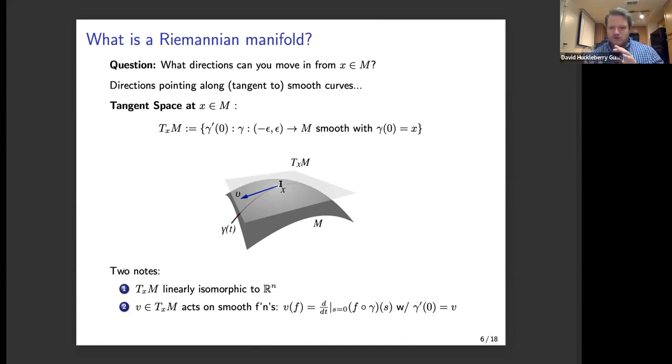So two notes, both of which are very important. The first one is that this is basically a Euclidean space. It's linearly isomorphic to Rn. And the second important part, which will allow us to define a gradient, is that this acts on smooth functions this way, which I'm hoping can be seen being highlighted here. This will be important for defining a gradient.